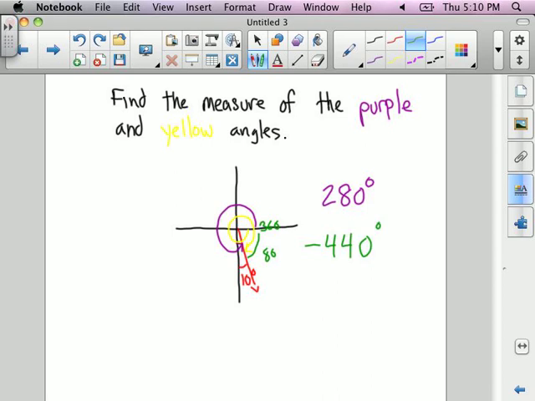And the degree symbol is important that you put on here. We're going to learn about a new type of angle measurement, so it's got to be really clear you have the degree sign to show the difference. But that yellow angle is negative 440.